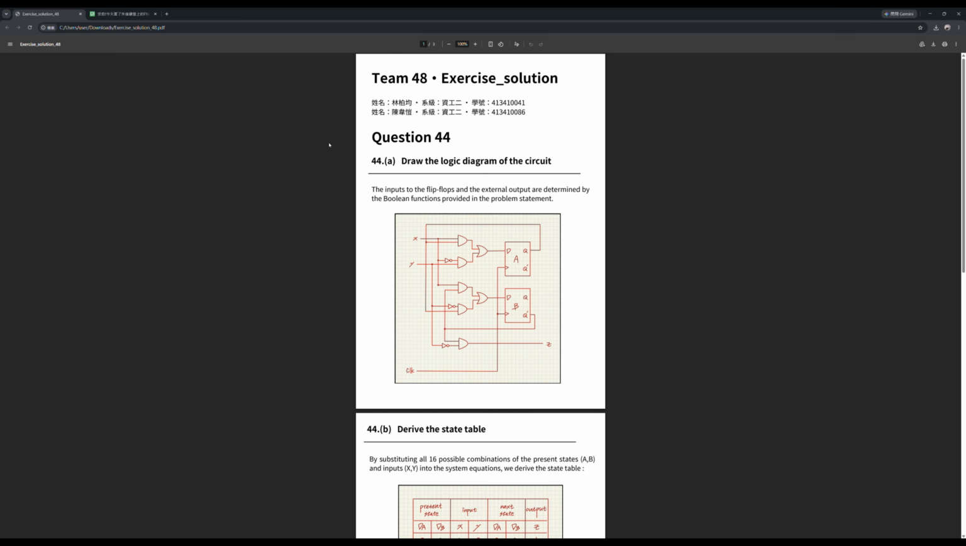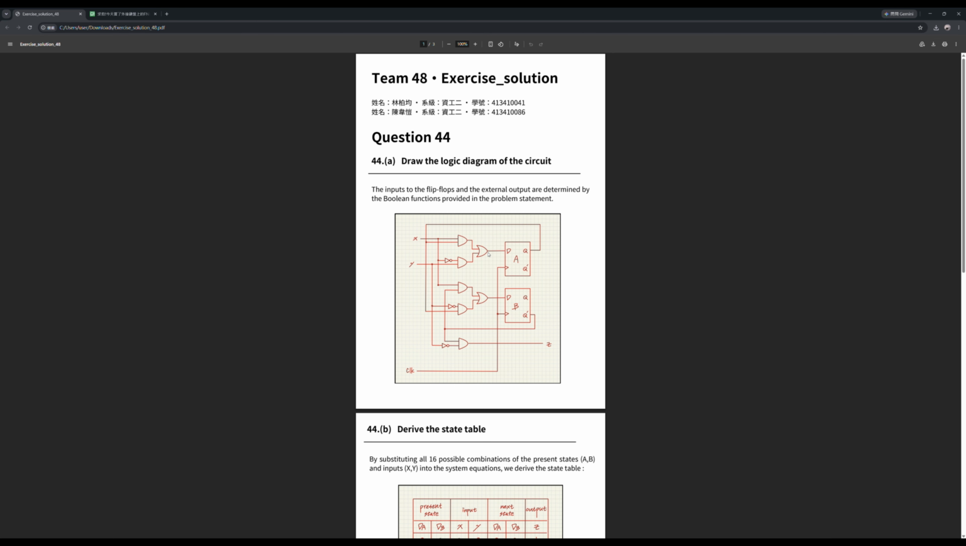Hi, today I will present question 44, which is a sequential circuit analysis problem using D flip-flops. First, let's look at the logic diagram. Since the circuit uses D flip-flops, the input of each flip-flop directly determines the next state.